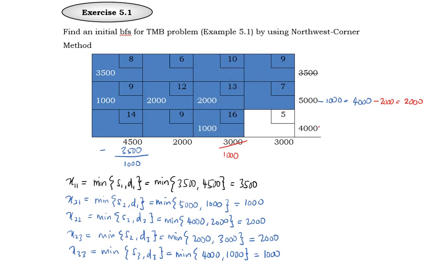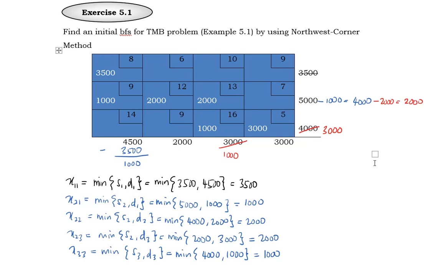Now S3 is 4,000 minus 1,000, which becomes 3,000. Eventually, we come to a point where there is only one cell that can be assigned a value. Assign this cell a value equal to S3 or D4 and cross out both row and column. Now a basic feasible solution has been obtained.